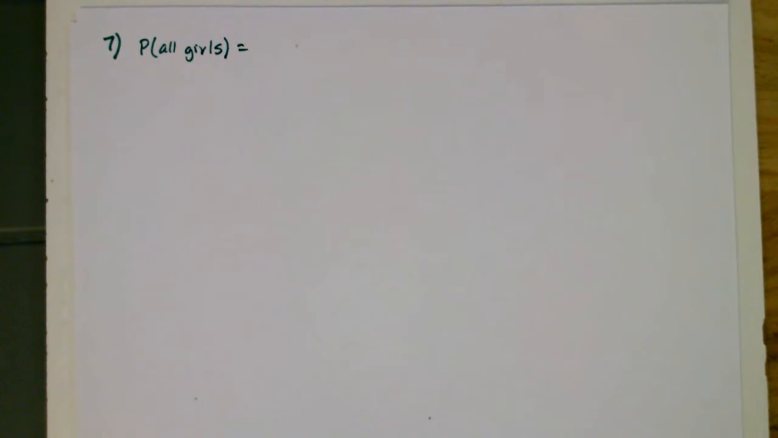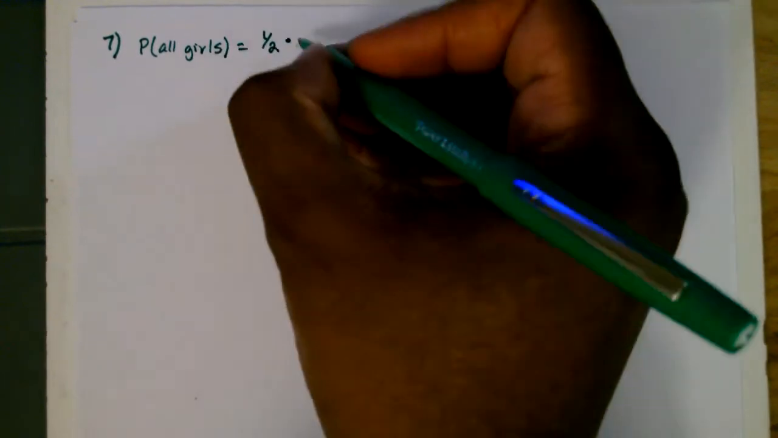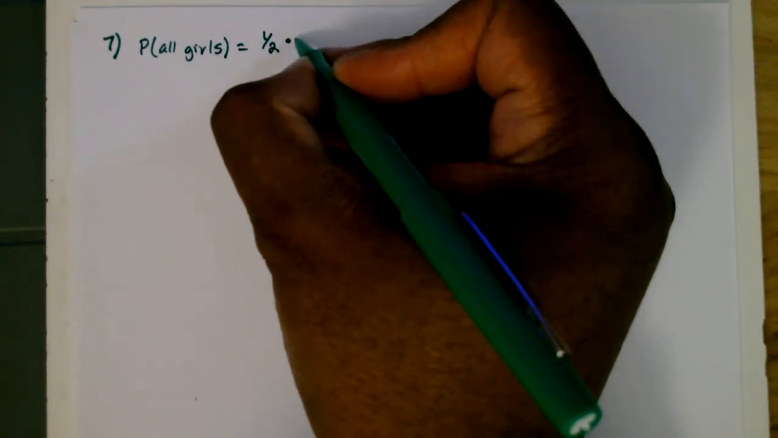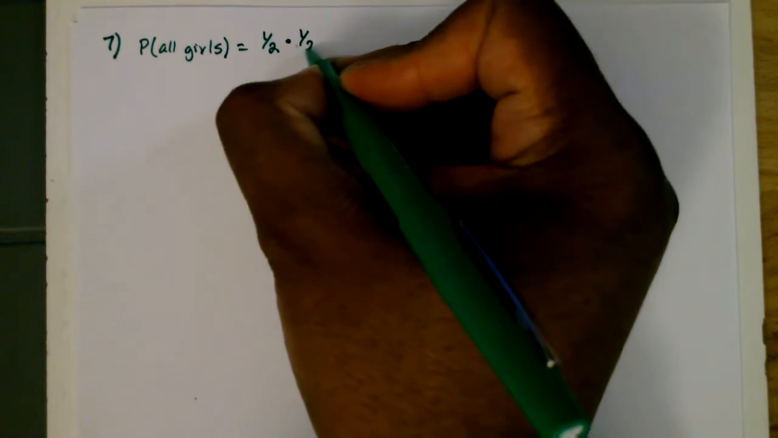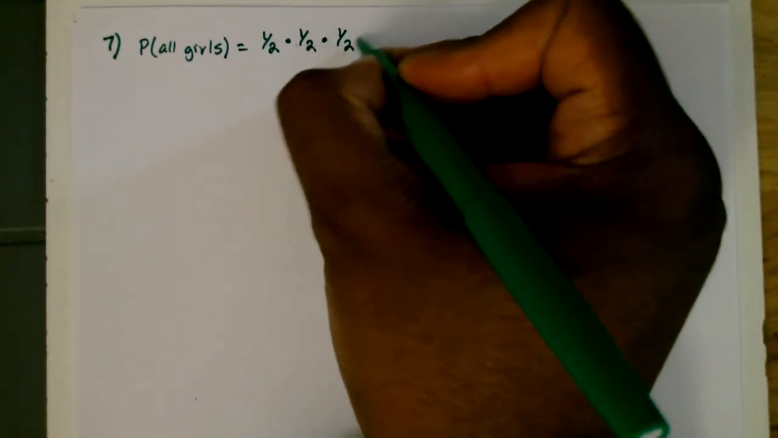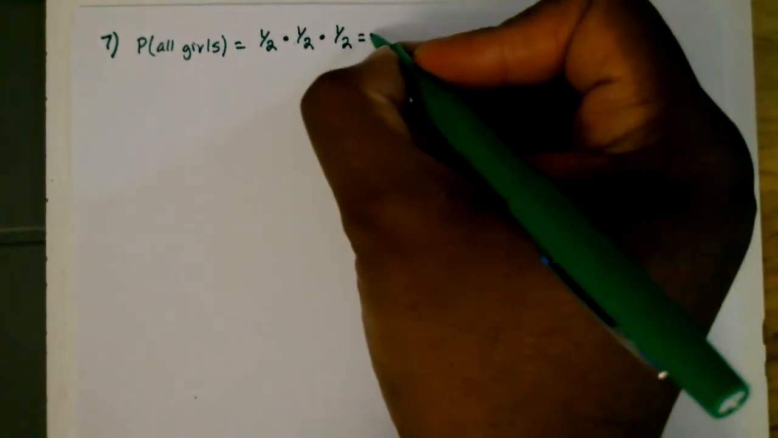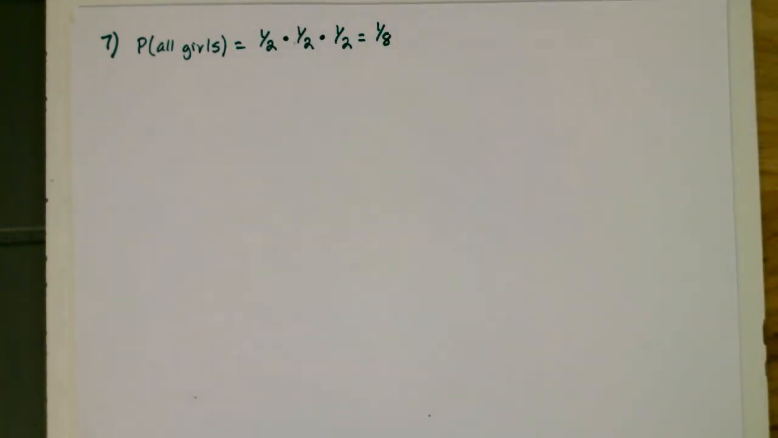Of course, the probability of having a girl on a single birth is 1/2. And then the second child that they have, its probability will be 1/2. And the third child, that probability will be 1/2. So it'll be 1/2 times 1/2 times 1/2, which is 1/8. And that would be the probability where a family plans to have 3 children and they're all girls.